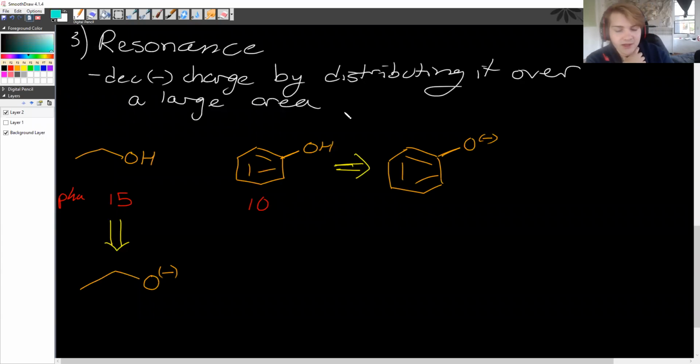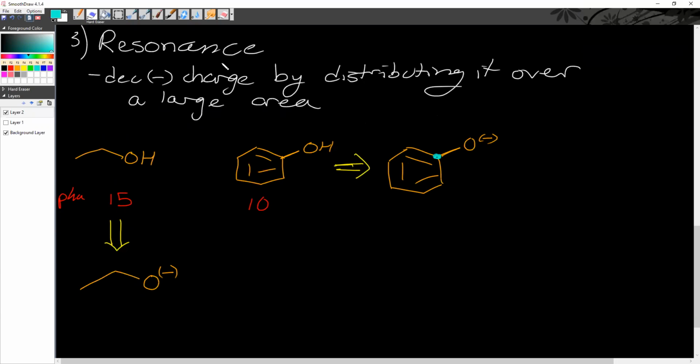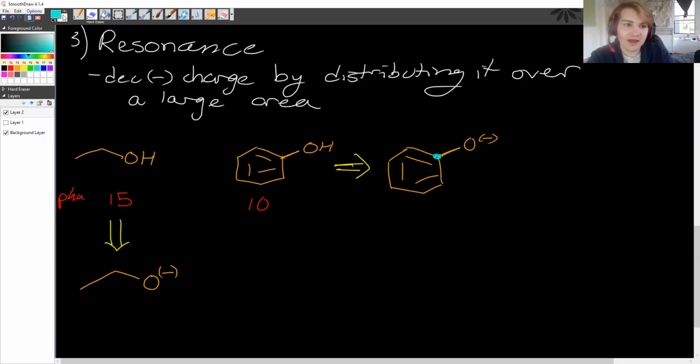What can happen is that because this carbon here, that guy right there, has a pi system, or in other words, is involved in a double bond himself, he can interact with the lone pair that is on this oxygen. And that's basically what resonance is all about. It's about double bonds and lone pairs jumping around and interacting with each other.